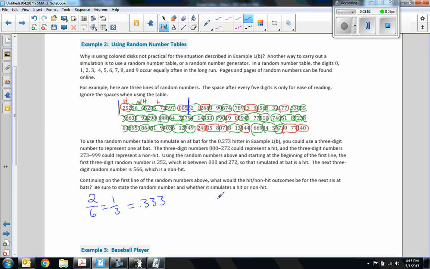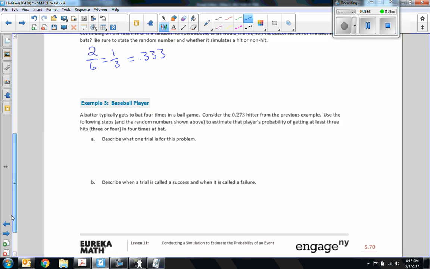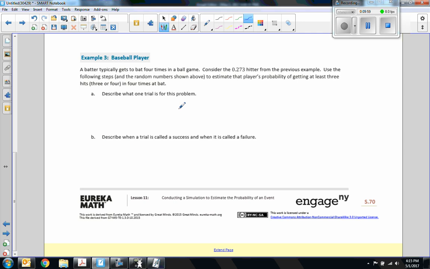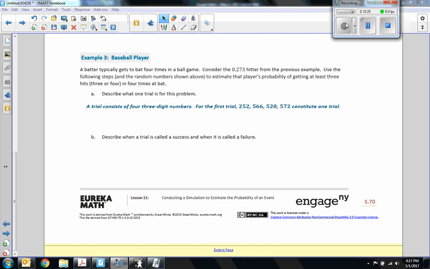Okay. Example 3. A batter typically gets to bat four times in a game. Consider the 273 hitter from the previous example. Use the following steps and the random numbers shown above to estimate the player's probability of getting at least three hits, three or four, from four times at bat. So at least three is three or four. Describe what one trial is for this problem. Okay, so a trial consists of four three-digit numbers. For the first trial, 252, 566, 520, 572 constitute one trial.